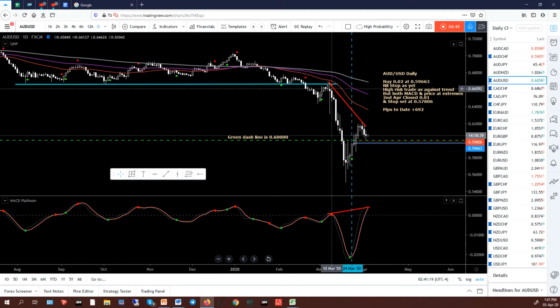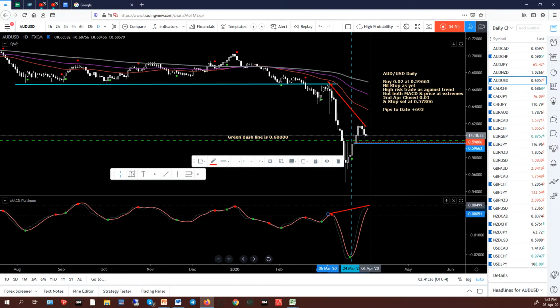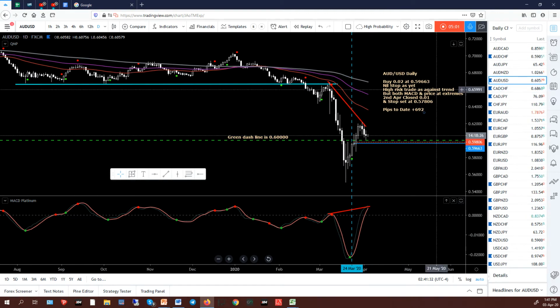Now we've got this possible hidden bearish divergence setting up. Hasn't been confirmed yet. Every day I just move these lines until either it's confirmed or it's no longer valid. So we're in a sell there and in a buy and in profit.